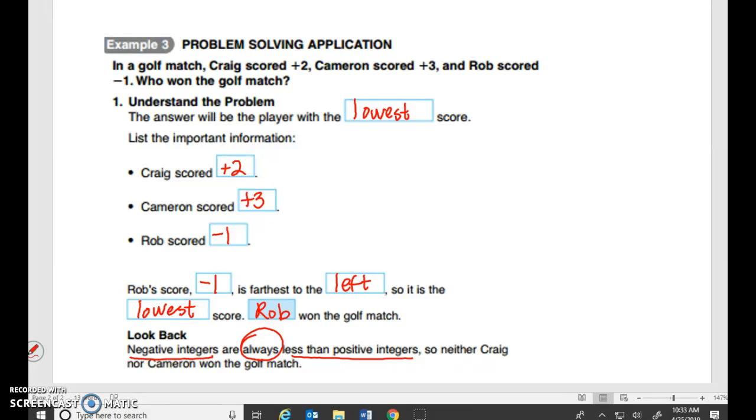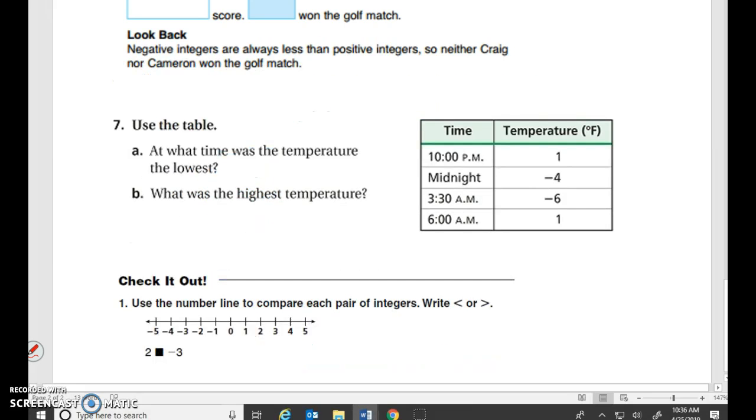Okay, number 7, I'm going to use this table over here. At what time was the temperature the lowest? Notice it says at what time. Did you say 3:30 a.m.? That is correct. So put down 3:30 a.m. Must I have a label? Yes. Okay, B, what was the highest temperature? Notice they're asking for highest temperature.